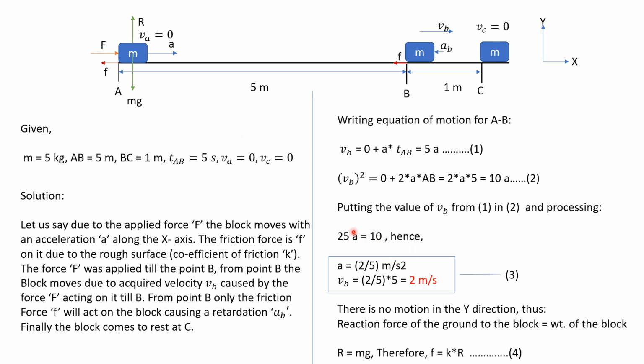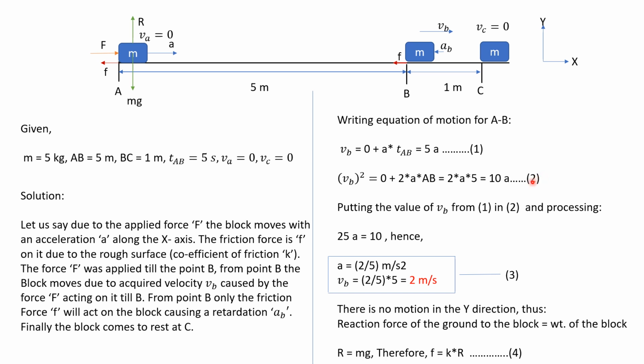Now for the second equation of motion, we will write final velocity squared. The square of the final velocity, meaning the square of the velocity at B, is equal to the square of the velocity at A plus 2 into a into the distance traveled. That is AB, right? And we have put in the value: 2 into a into 5. So VB squared is equal to 10a. This we have taken as equation number 2.